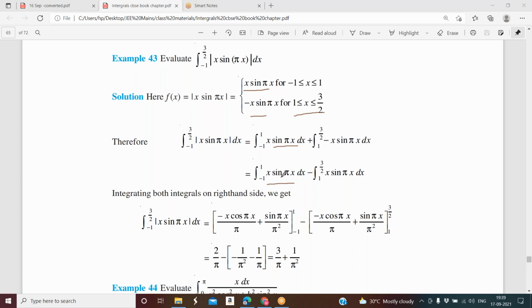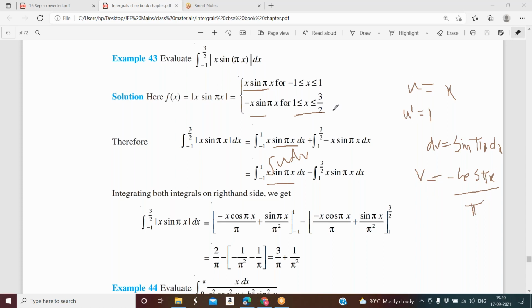To integrate, what will you get? Here we have to apply the integration by parts method. What is u? u can be taken as x. This is of the form integral u dv. So u is x and dv is sin pi x dx. So what is u dash? u dash is 1. What is v? dv is sin pi x dx. So v is, you integrate this, what you will get? Minus cos pi x by pi.